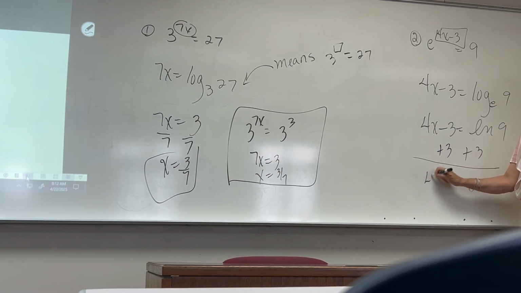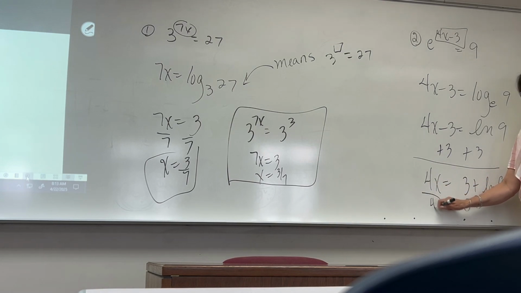So that will leave me with 4x equals natural log of 9 plus 3, or 3 plus natural log of 9. Do not say natural log of 12. These are not like terms. You can't add those, right? A common mistake students make. And then divide by 4. So the exact answer is 3 plus the natural log of 9, divided by 4.